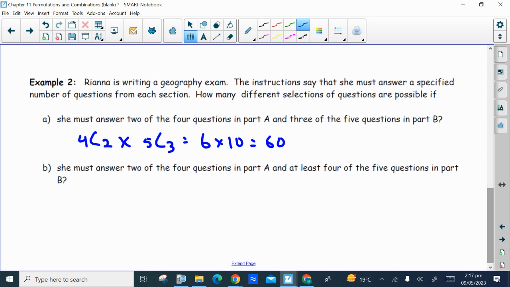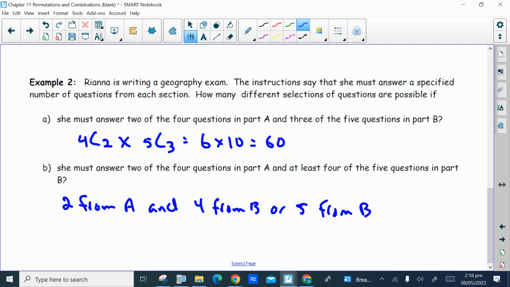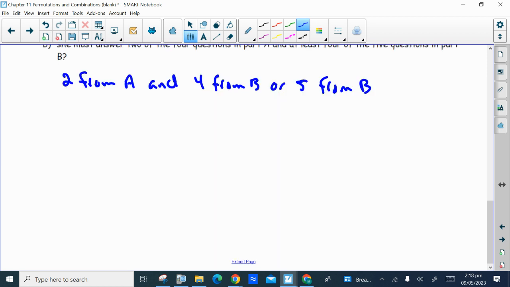What if she must answer 2 of the 4 questions in part A and at least 4 of the 5 questions in part B? So that means it can be 2 from A and either 4 from B or 5 from B. At least 4 means 4 or more. So we're actually going to have to do 2 different scenarios here and then add them together. That'll be the or part.